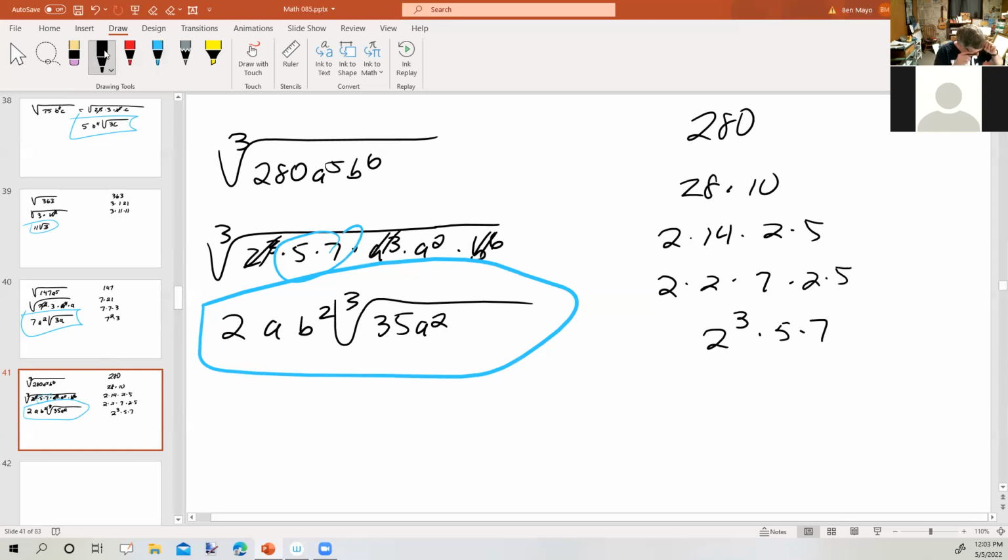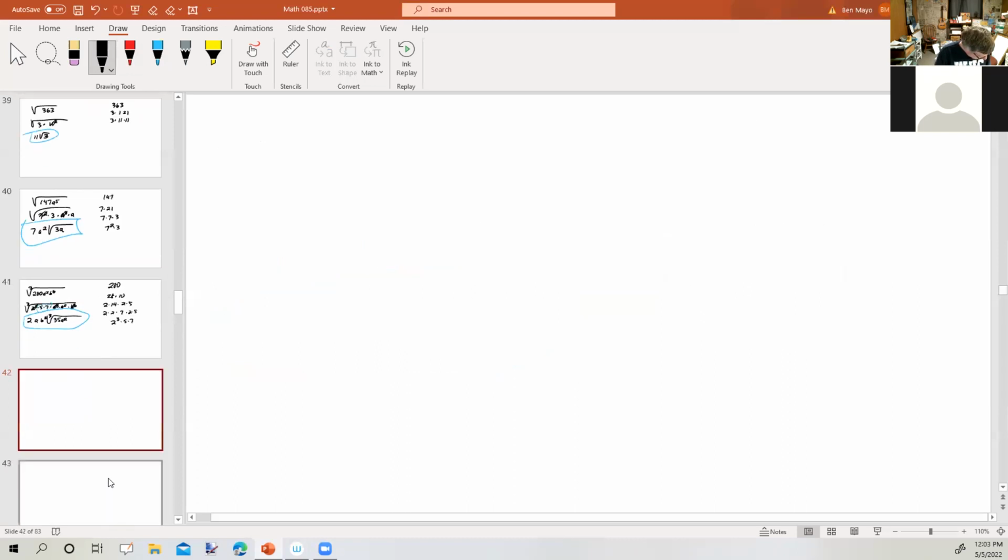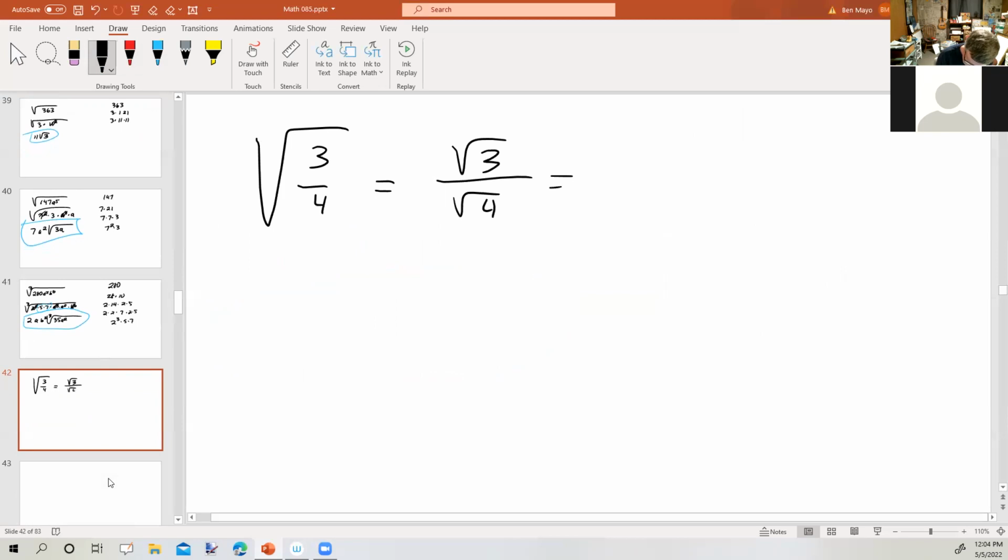All righty. Now let's take a look at this. It says simplify each radical expression. All variables represent positive real numbers. So I've got the square root of 3/4. That's equal to the square root of 3 over the square root of 4, which is equal to the square root of 3 over 2. So basically, if we have a fraction inside a radical, we can separate the numerator from the denominator and deal with them separately. Okay.